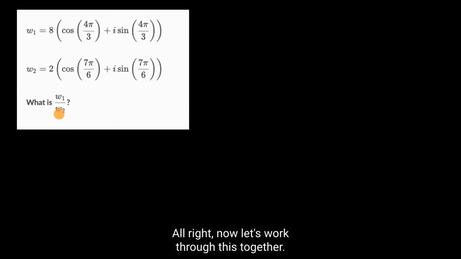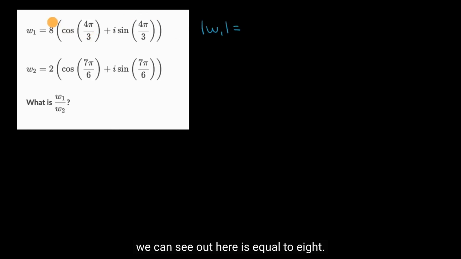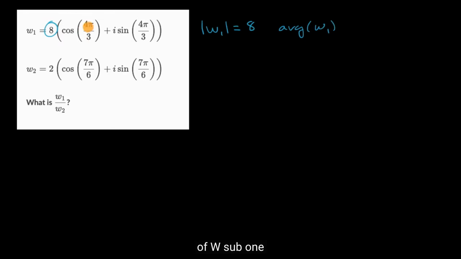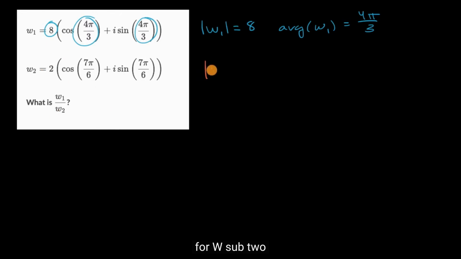All right, now let's work through this together. The form that they've written this in makes it pretty straightforward to spot the modulus and the argument of each of these complex numbers. The modulus of w sub 1, we can see out here, is equal to 8, and the argument of w sub 1 is 4 pi over 3 if we're thinking in terms of radians. So 4 pi over 3 radians. And similarly, for w sub 2, its modulus is equal to 2, and its argument is equal to 7 pi over 6.